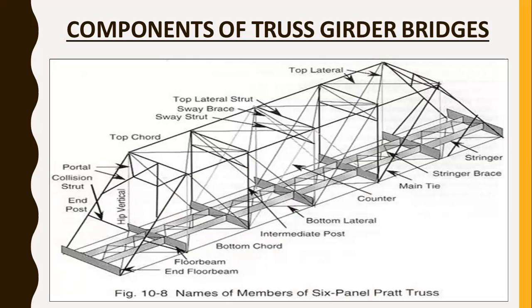Now talking about stringers. Stringers are provided. What is the meaning of stringers? The floor beams receive load from the stringers, which run parallel to the length of the two trusses. These are the two trusses, and parallel to them the stringers are provided to transfer the loads to the floor beams.